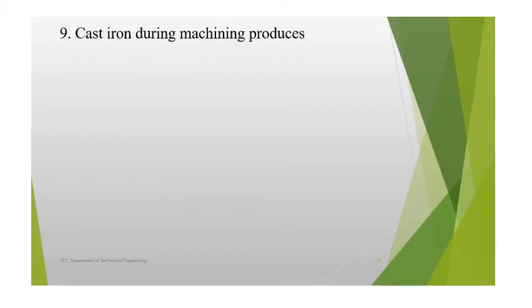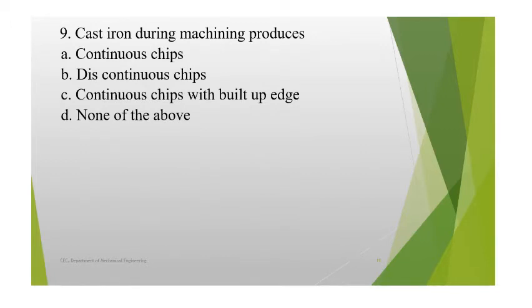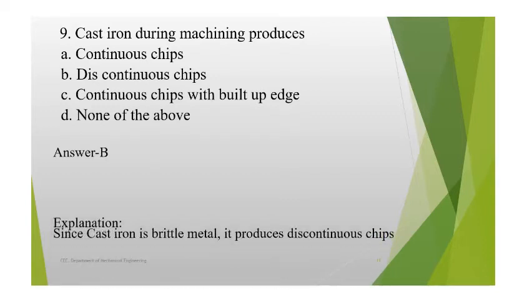Cast iron during the machining process: there are 4 options given. The first one is continuous chip, discontinuous chip, continuous chip with built-up edge, and none of the above. The right answer is discontinuous. Cast iron is a very hard material, and carbon content is present in that material. So a discontinuous chip is formed at the time of the machining process.